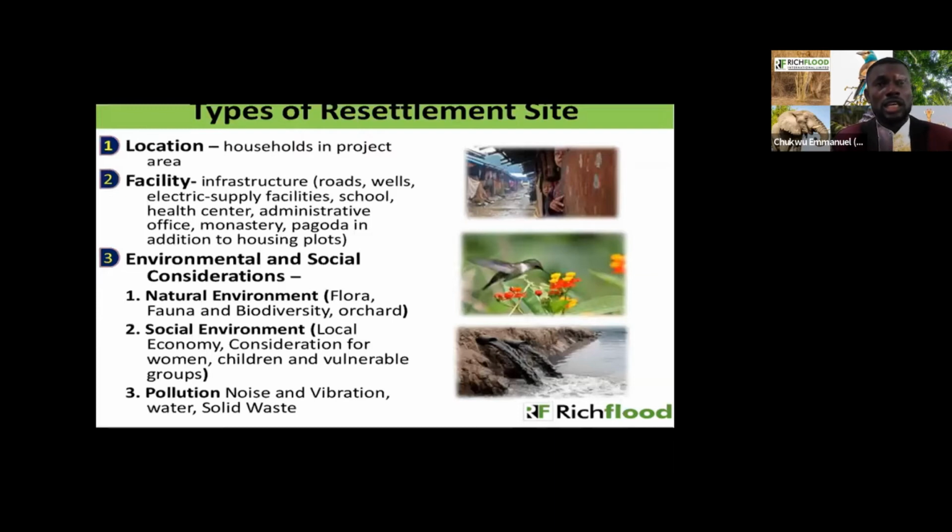Remember that this is a document that needs to be followed. Now, one of it is location. Now, what are the affected areas or issues when it comes to location? Household in project areas. Now you have to consider the household people in this project area.